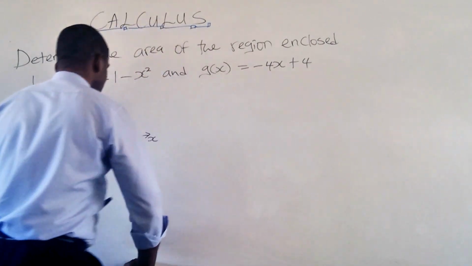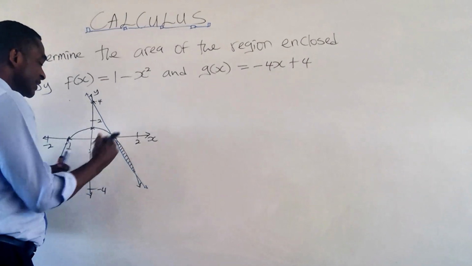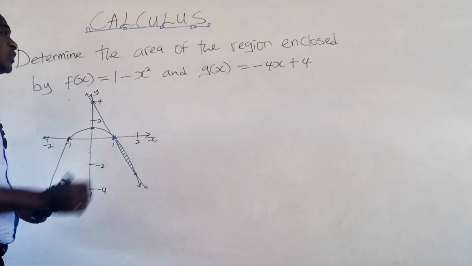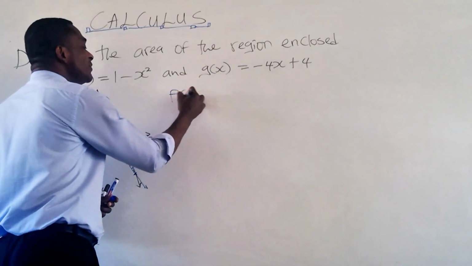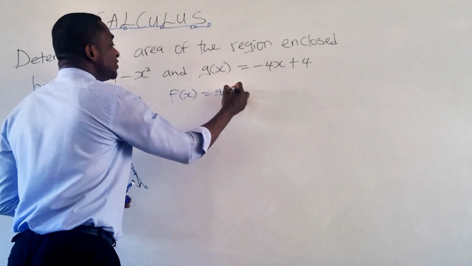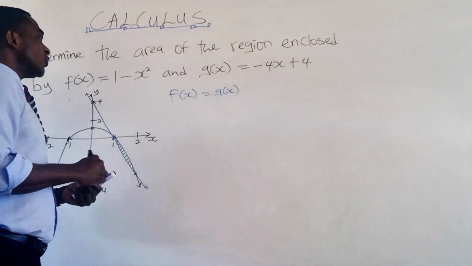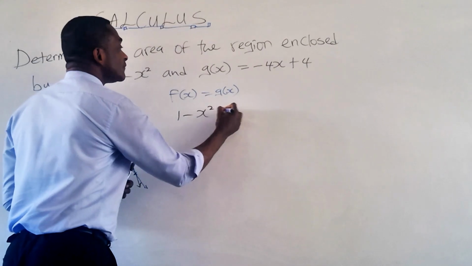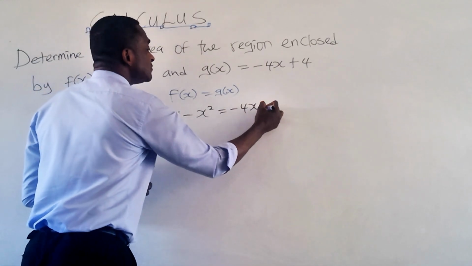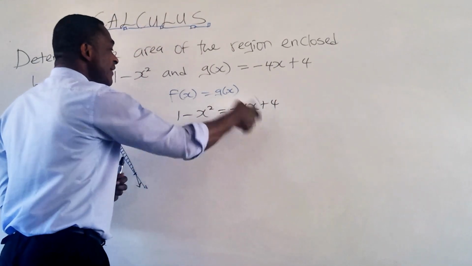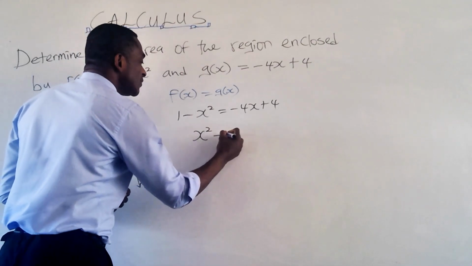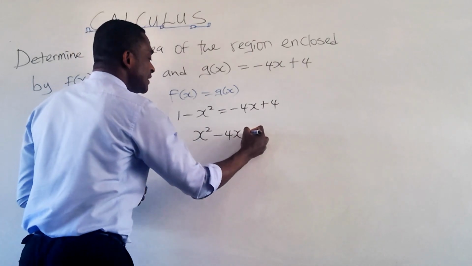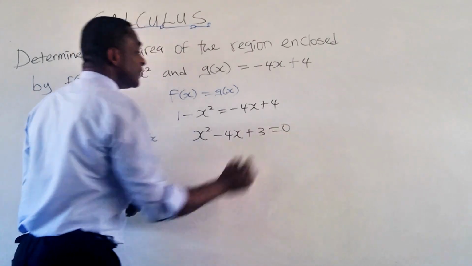Now, how do we get the intervals? The intervals represent the points of intersection between the two graphs. At the point of intersection, remember f(x) must be equal to g(x). So we equate the two equations. Writing this in standard form, we have x² - 4x + 3 = 0, since 4 minus 1 is 3.